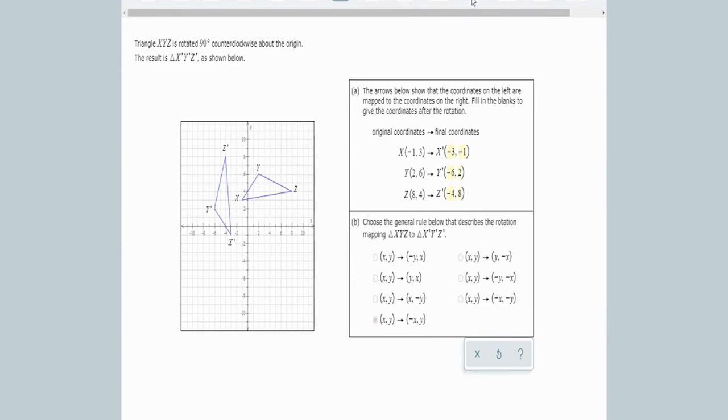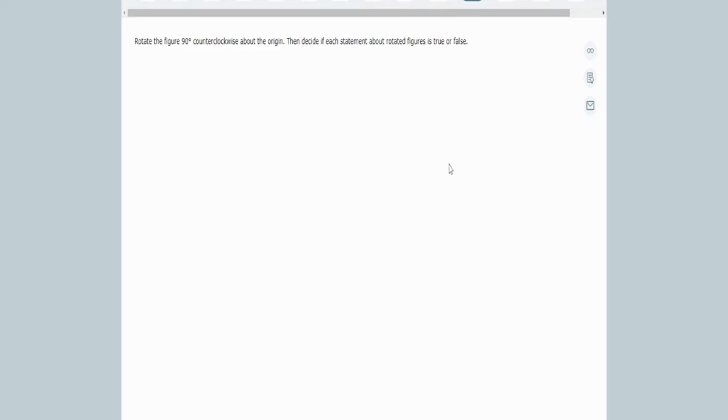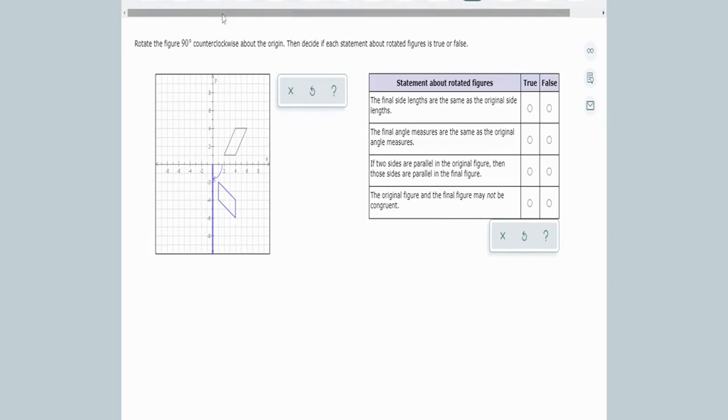So that's how you figure out what the rule is based on what you see in the differences of these points. And then lastly, another question we can take a look at is this one. Rotate the figure 90 degrees clockwise about the origin. Then decide if the statement about rotated figures is true or false. Okay, so there's our figure.